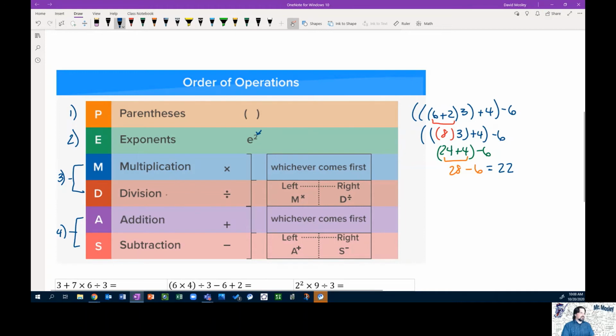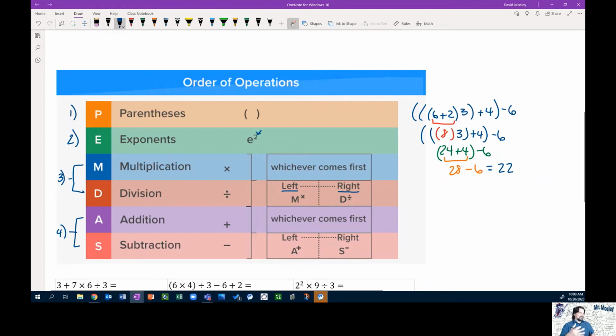Next comes multiplication and division. Whichever comes first, you go from left to right. And that's what this is saying here. We start with whatever's on the left and go to the right. Whichever one comes first. If I have 3 times 6 divided by 4, do 3 times 6, 18 divided by 4. 18 over 4, I don't know what that is off the top of my head. You do it in a calculator.